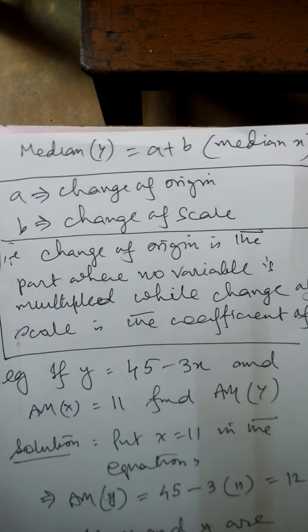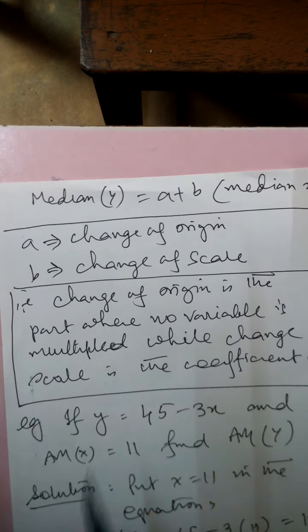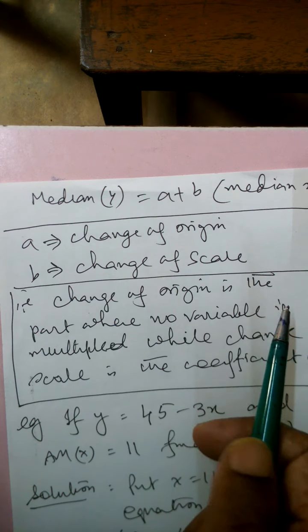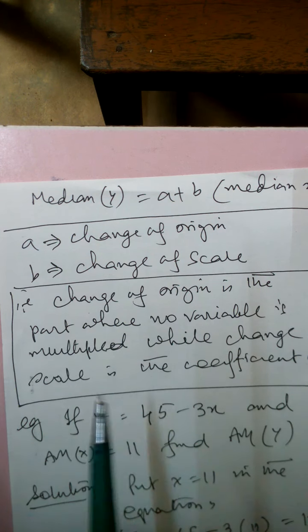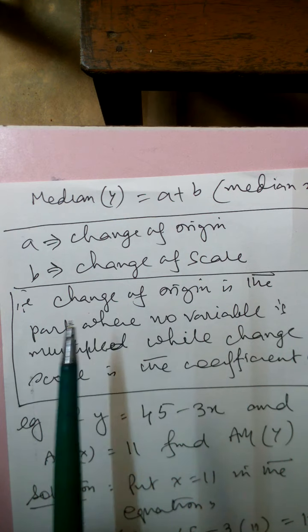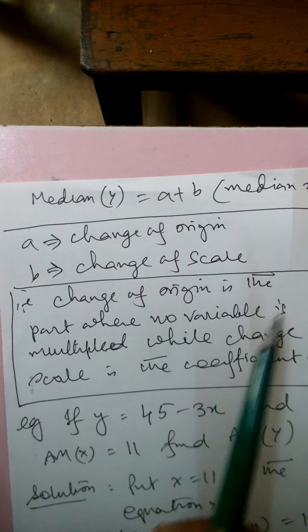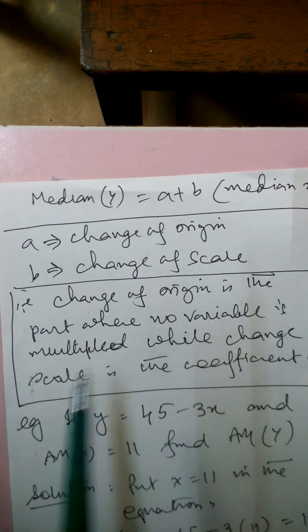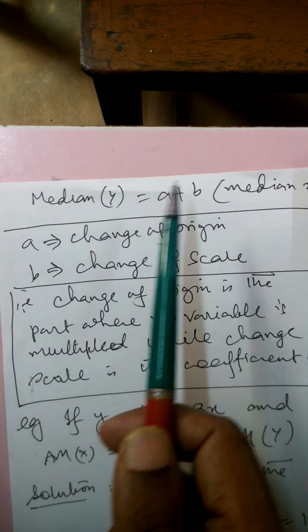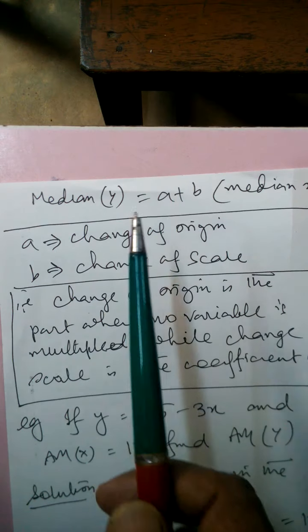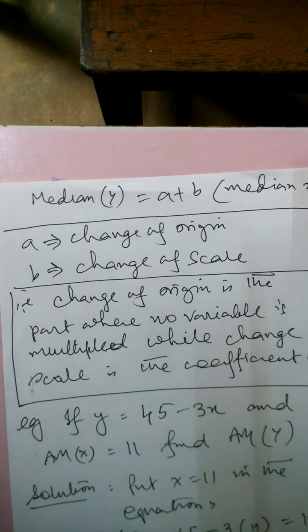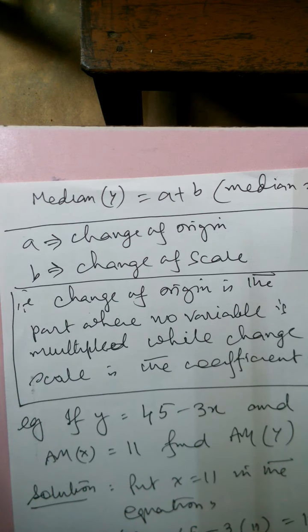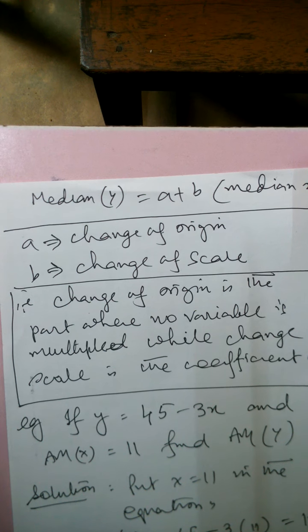This is very important. Change of origin is a and change of scale is b. Which is a? It is the part of the equation or relation where no variable is present. In a plus bx, a has no variable, but b is the coefficient of x. So a is independent of x, where no x is there. That is the origin change amount in the relation between y and x.